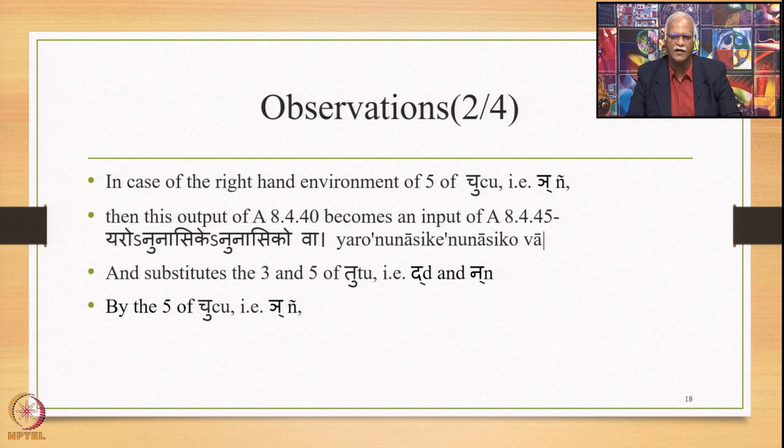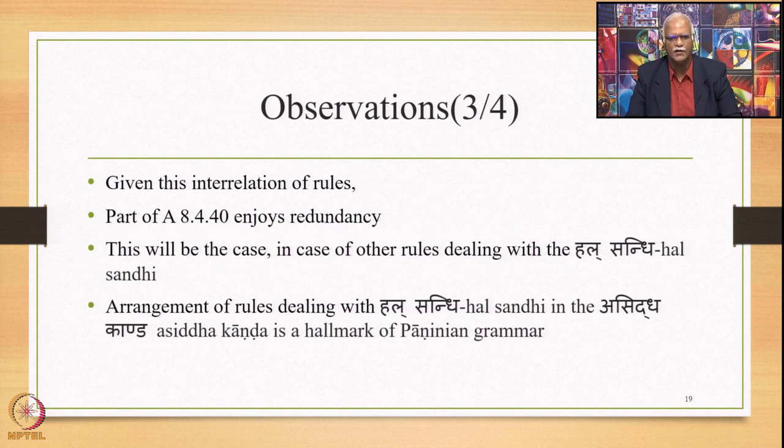In case of the right hand side environment of the fifth consonant of chu, that is y, then this becomes output of 8440 and this output becomes an input of 8445, which is yaroonu nasikenu nasiko va. And then this substitutes the third and the fifth of tu, that is the and na, by the fifth of chu, that is ya. Given this interrelation of rules, part of 8440 enjoys redundancy. This will be the case in case of other rules dealing with the hal sandhi, which we shall see later on.